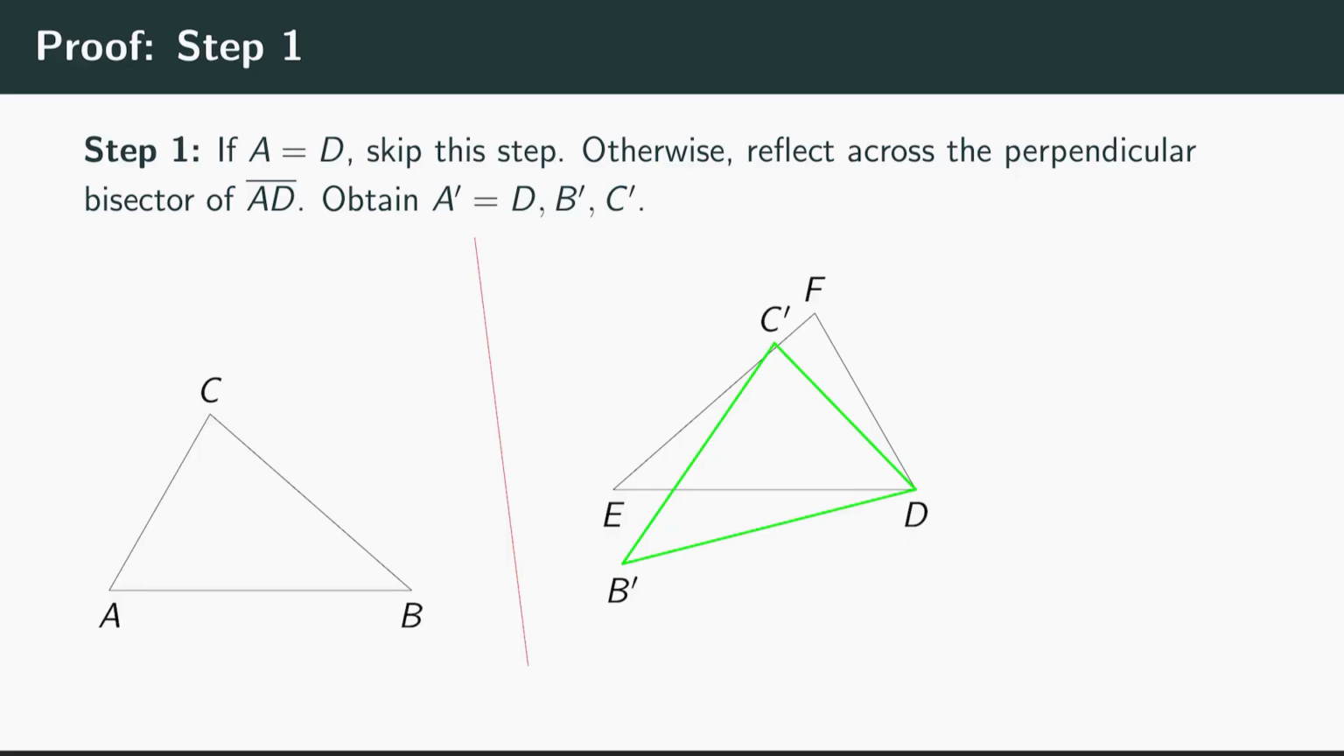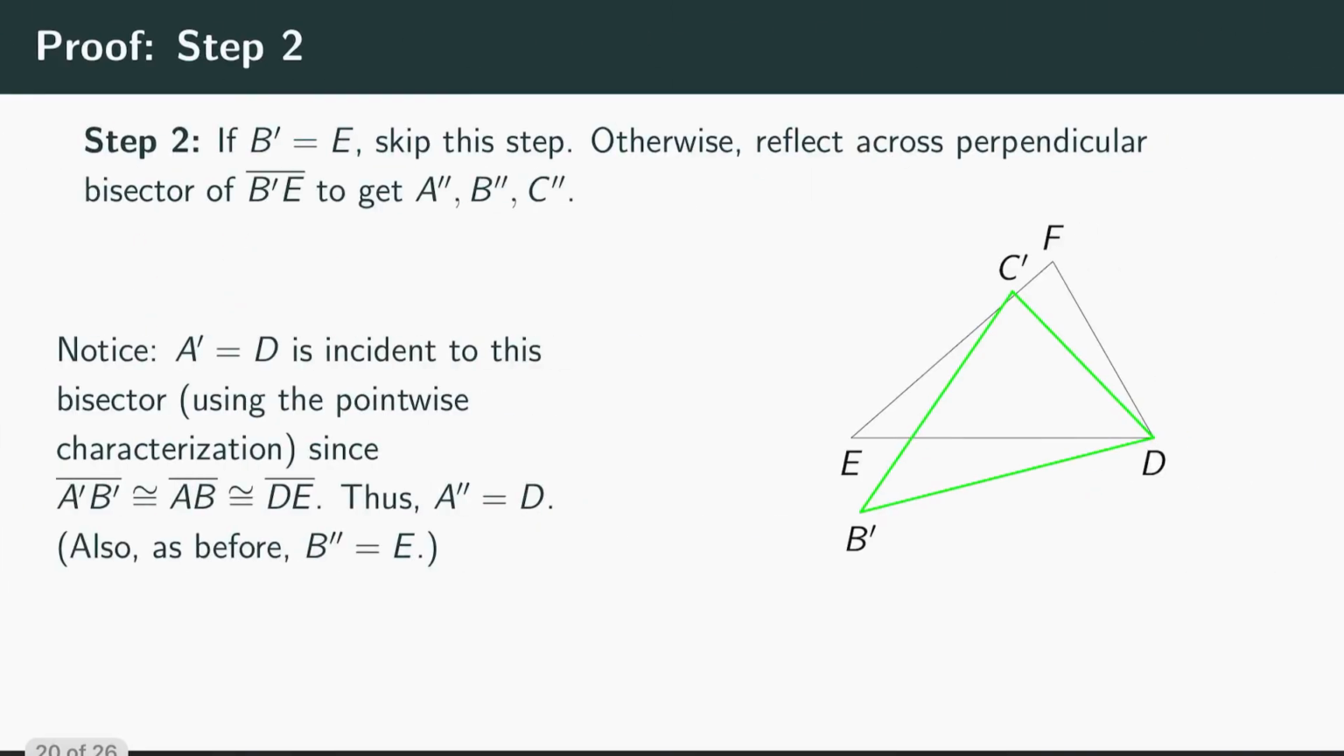And I reflected, and I get this triangle I have here in green. And this guy here, D, is the same as A prime. It's the image of A. And I have B prime and C prime, whatever they happen to be. Okay, step 2. We start with this arrangement. And now what we want to do is we want to reflect across the perpendicular bisector of B prime E.